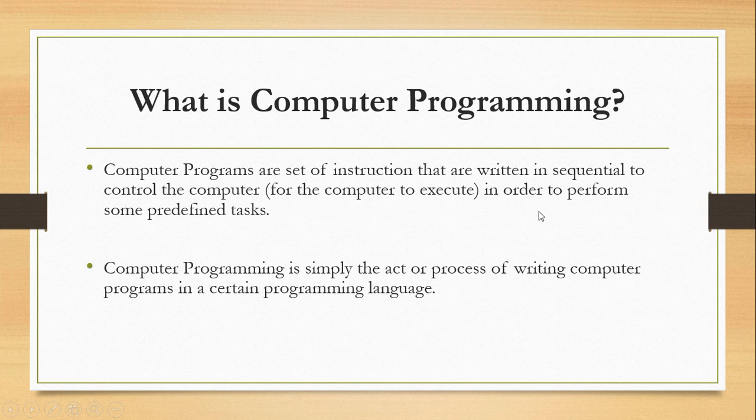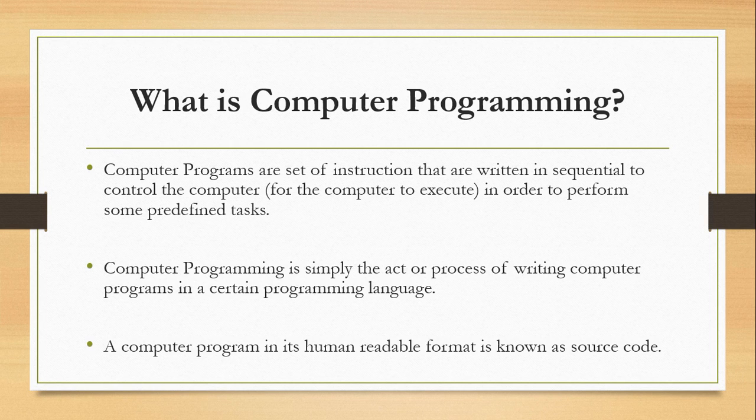Okay, so now when we talk about computer programming, it is simply the act of writing computer programs. So we've seen what computer programs are. Computer programming is just the process or act of writing these programs in a certain programming language. We're going to look at different programming languages as we proceed. And a computer program in its human readable format is known as source code.